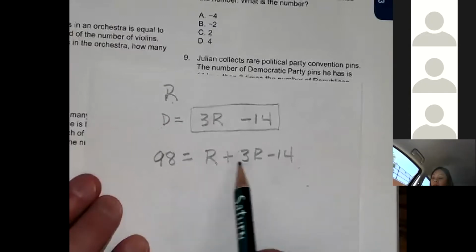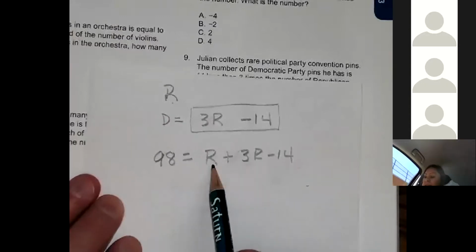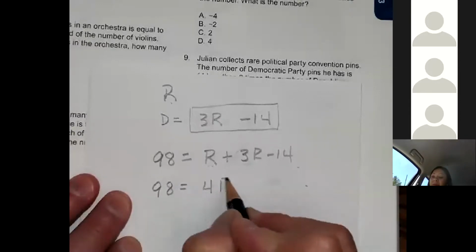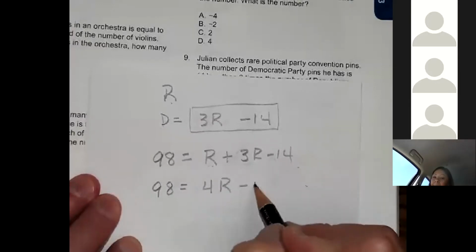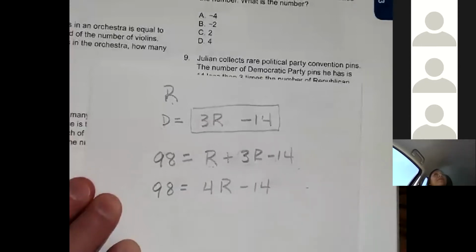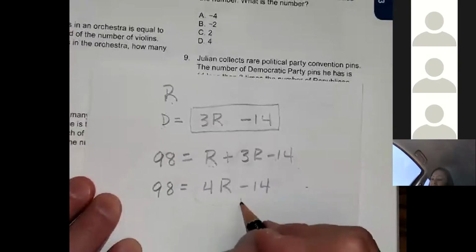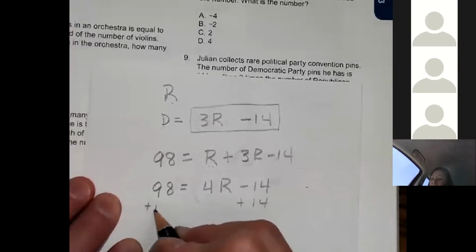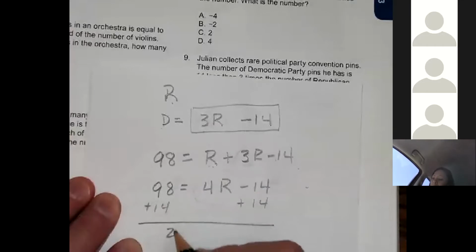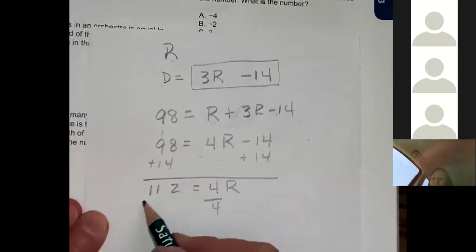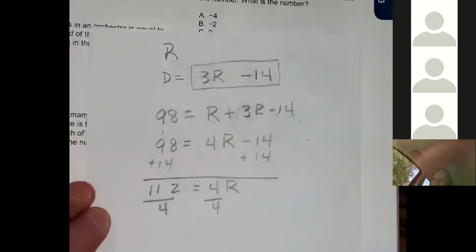I think we should combine these two terms here. Subtract 14. To get this R term by itself, we'd have to add 14. And then we can divide by 4. Memorized.